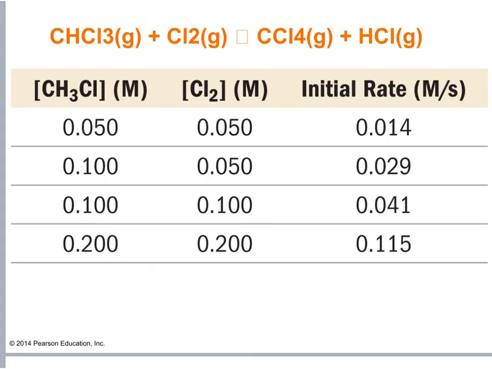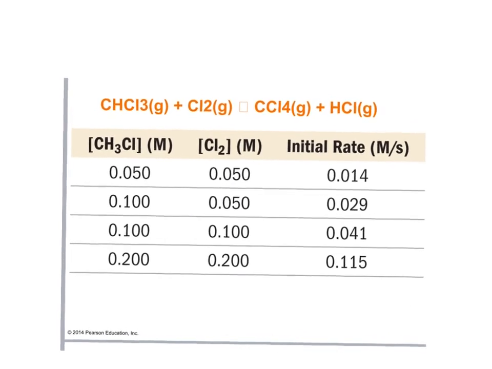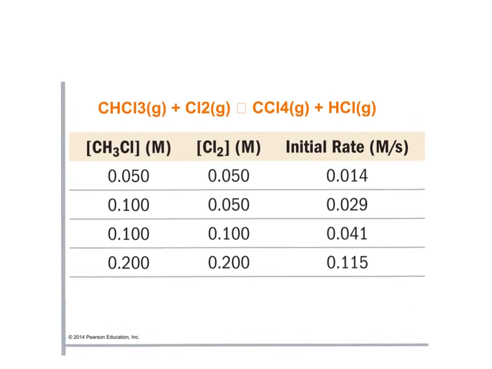All right, let's look at this one. As we go from 0.050 up to 0.1, what happens to the rate? It goes from 0.14 to 0.29. That's just doubled. So we doubled the concentration over here, and we doubled the rate. Therefore, it's an order of 1.